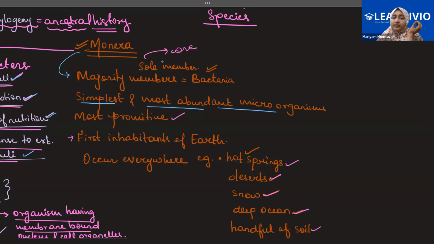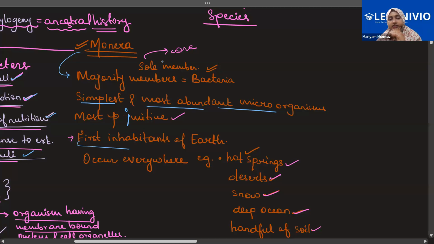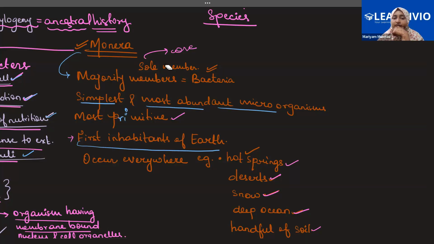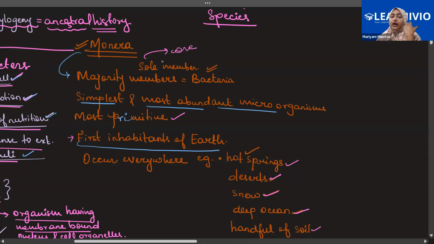They are the most primitive. I've written primitive. So they are the most primitive organisms and the most abundant organisms. Primitive means they were the first organisms to ever be present on the earth. Okay, they are the first inhabitants of earth. First inhabitants of earth means when the earth was formed, they were the first organisms to ever come and live on the earth.